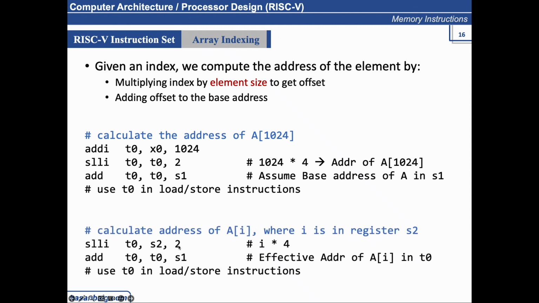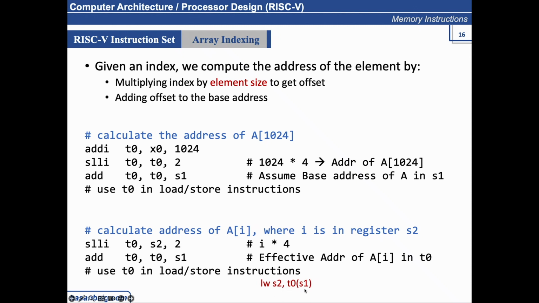The logic is the same. We just keep multiplying the value of s2 and storing it into t0, assuming that s2 contains the value of i. We just keep multiplying it, and t0, which is now the offset, is added to the base address s1, and then stored in t0 again. So this is making the effective address. Effective means offset plus the base address. So can we write it like this?